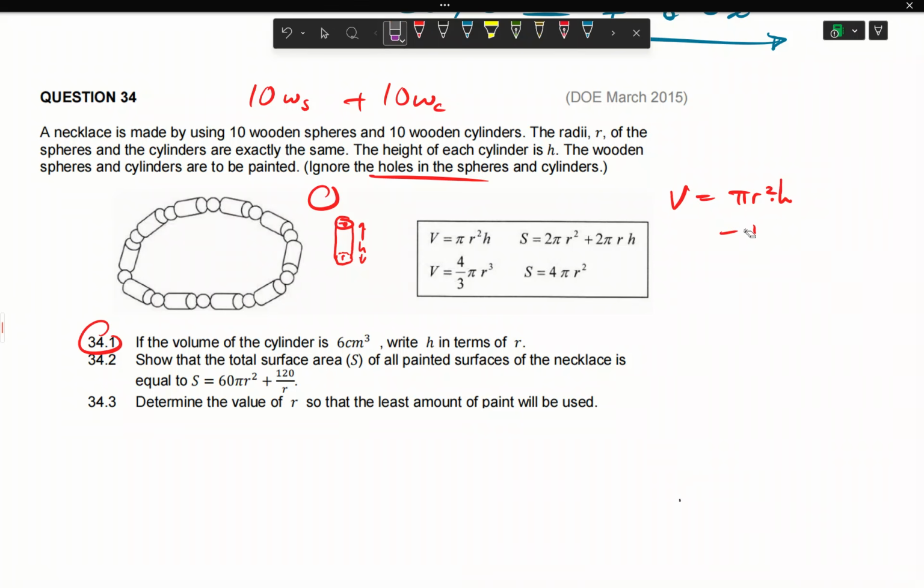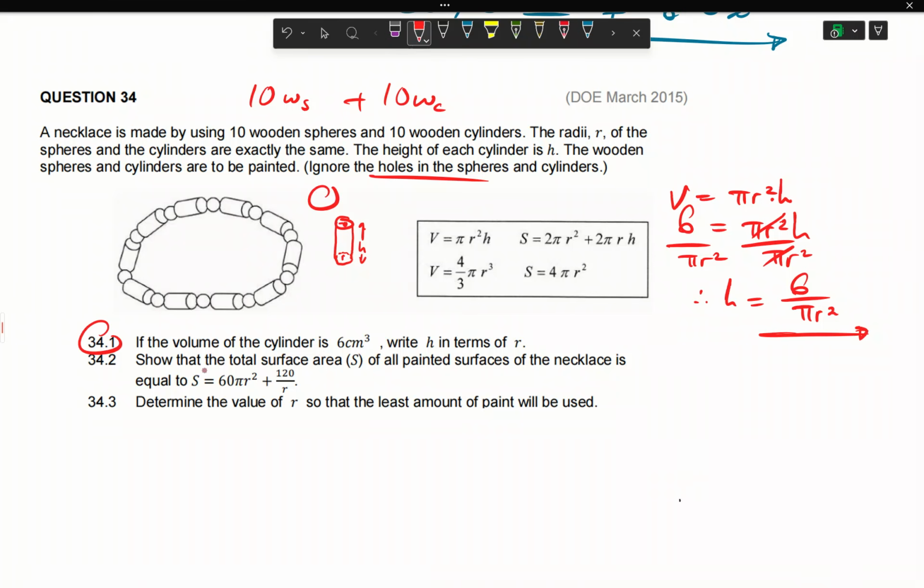But they don't tell you which one is the correct formula. So make sure that you know this by heart. Don't cram, okay? So now divide both sides by pi r squared. So this is 6 all over pi r squared. So this is the height in terms of r.